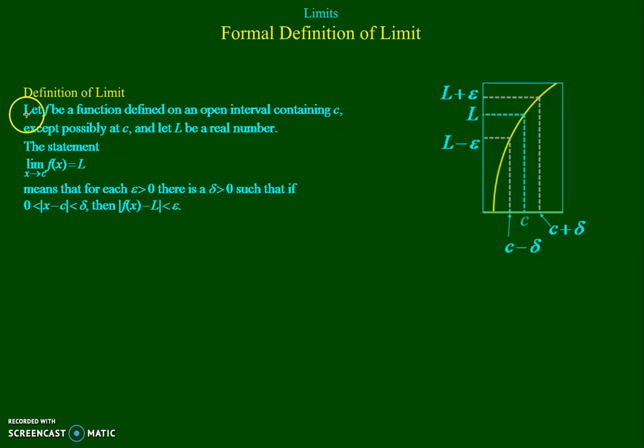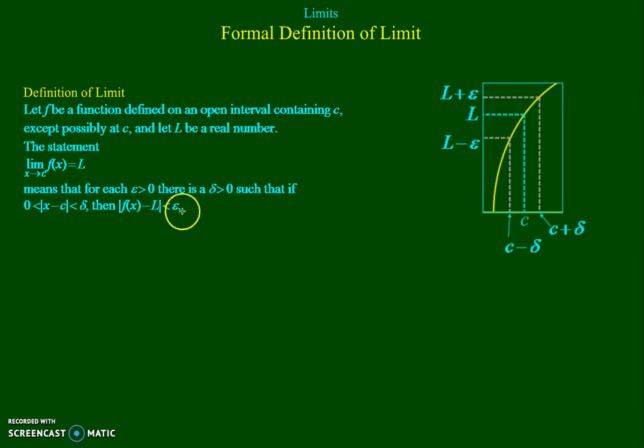So the definition says, let f be a function defined in an open interval containing c, except possibly at c, and let L be a real number. The statement, the limit as x approaches c of f of x equals L, means that for each epsilon value that's greater than 0, there is a delta value greater than 0, such that if |x minus c| is between 0 and delta, then |f of x minus L| is less than epsilon. Now let's see what all this means.